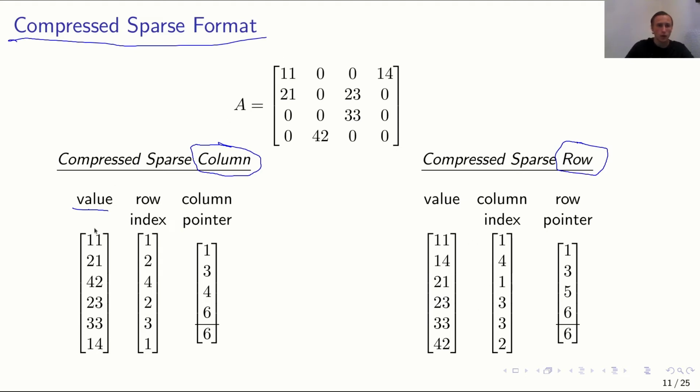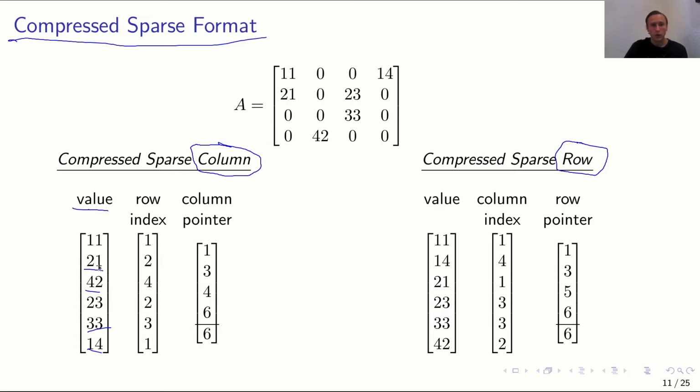So we can see here, if we store the values in this compressed sparse column format, the first column is located over here, 11 and 21. The second column is just the value 42. The third column is 23 and 33. And our final column is just 14. Now these are all stored together in one array, but you can see that they are stored per column.